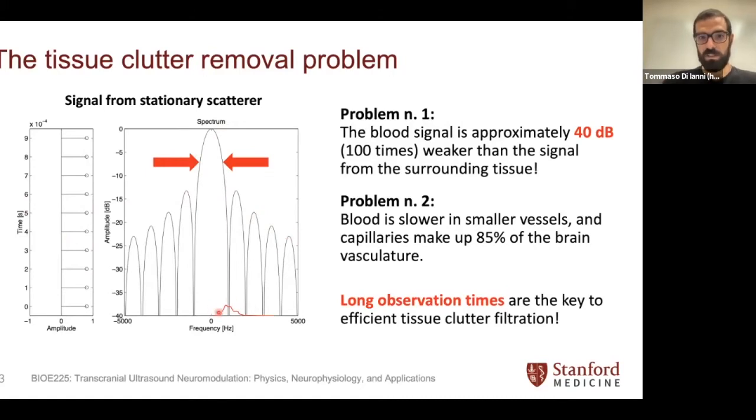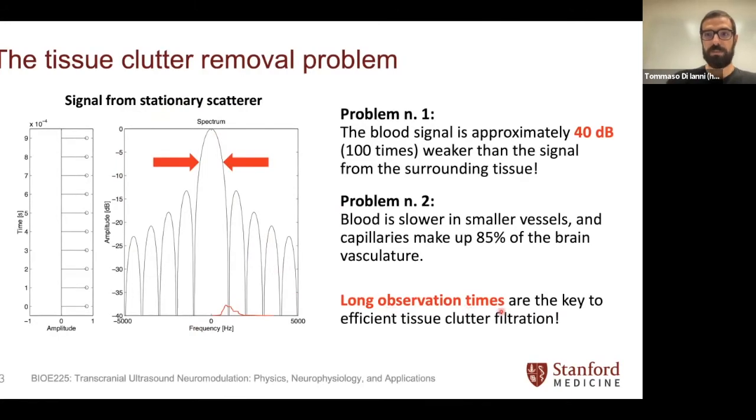Now, because we want to retain only this tiny little signal here, we want to separate these two as much as possible. So it's helpful to have very long observation times so that we can make this sinc here as narrow as possible, and so that we can more efficiently filter the tissue clutter from the blood signal that we want to actually retain.